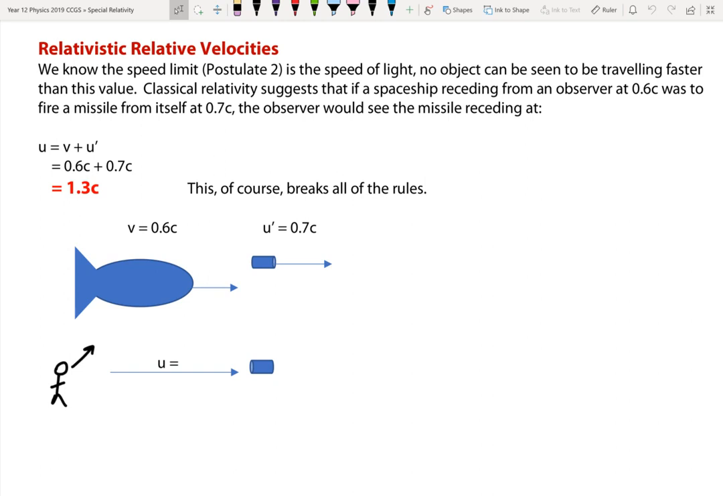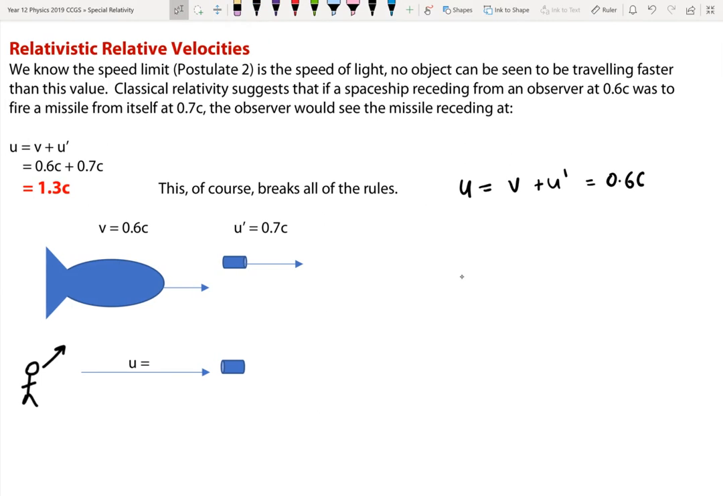Let's consider this example here. Let's go u equals v plus u prime, that's going to be 0.6c. The spaceship seems to be traveling at 60% the speed of light, and it fires a missile at 0.7c, and so you would see it as 1.3c. Well, that breaks the rules. We cannot see any object in a different frame of reference to be traveling faster than c.